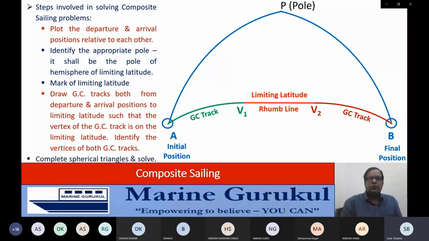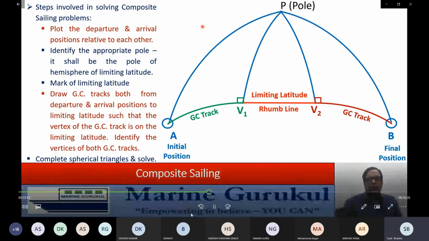Now we can draw the meridians of V1 and V2. Angle at V1 would be 90, and likewise angle at V2 would also be 90. Now we get two right angled spherical triangles. One is PV1A, other is PV2B, which we can solve using our Napier's rules.